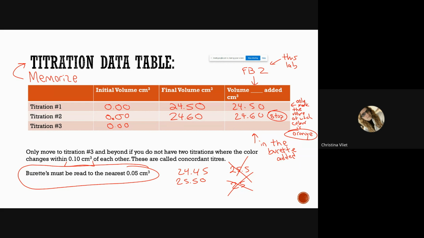I have a funnel at every station, so some of you read it has not been used for anything yet. So you can use your funnel. You just have to clean it out with water before you use it for anything else. And so then you're going to pour your solution into your flask.